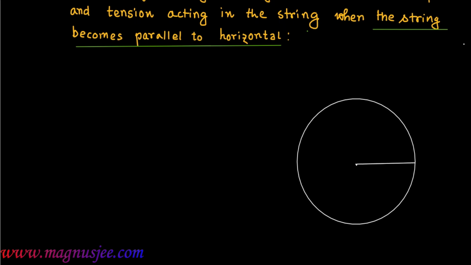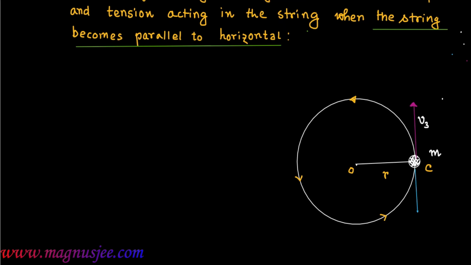This is a vertical circular path, and the string is parallel to the horizontal. We have a body of mass m tied to one end of the string, and the string is rotated in a vertical circular plane, and the string comes to the point C. R is the length of the string or radius of the vertical circular path. The string is rotated in anti-clockwise direction. At the point C, the body has a tangential velocity V3, at which the string becomes parallel to the horizontal.